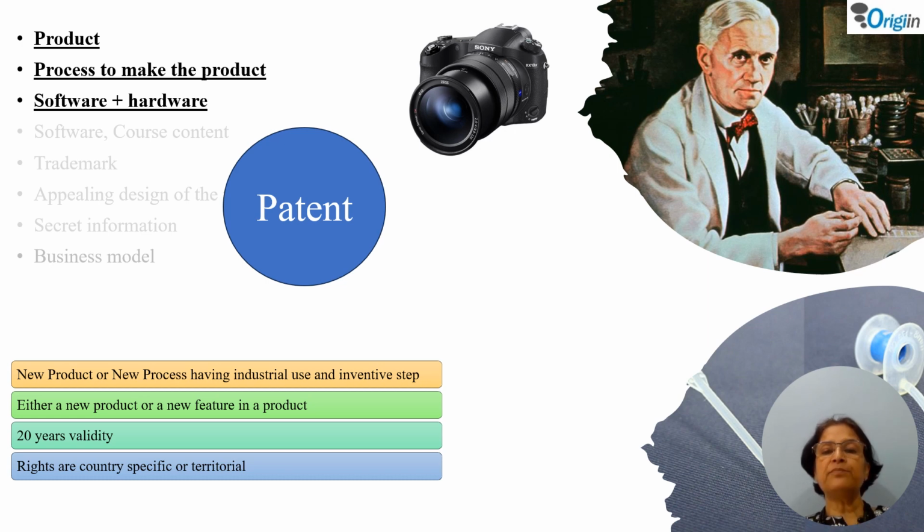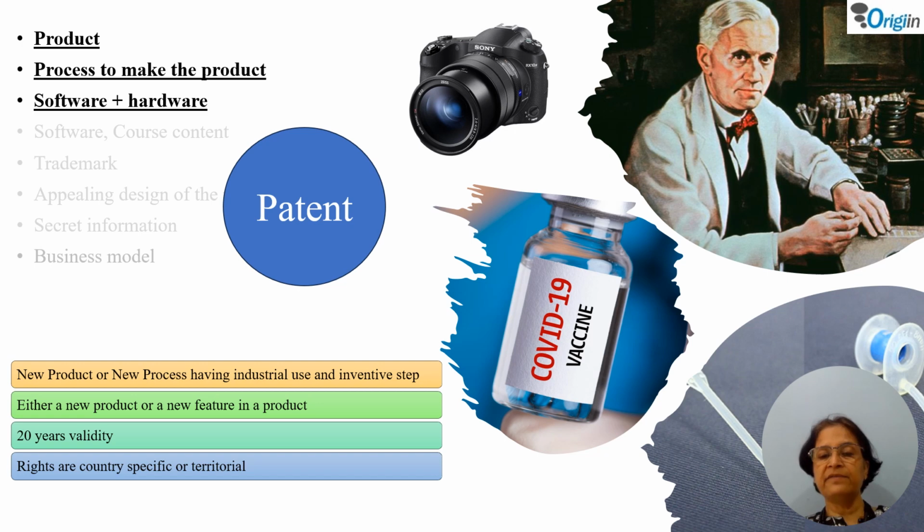Then there may be improvement in the process or product. This picture is of Alexander Fleming, who invented penicillin. If you search on Google, you'll find that there are lakhs of patents on penicillin. Penicillin was invented in 1929, and after that, there have been lots of improvements in the same product. So it may either be a new product or it may be improvement in the existing product. COVID-19 vaccine, maybe the process to make vaccine is new, maybe shape of the bottle is new, the label on the bottle is a trademark. That's how we can decide how to protect the new product in best possible manner.